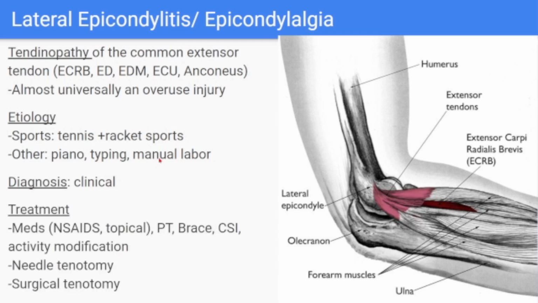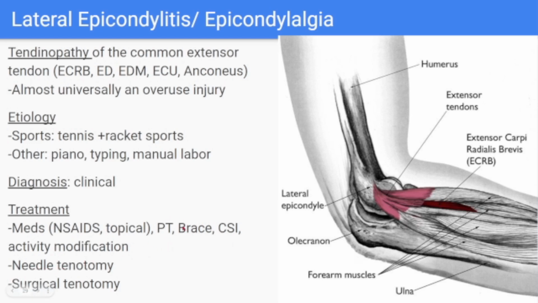It is a clinical diagnosis. The treatment is NSAIDs, right? Anti-inflammatories, even though it's not a true tendinitis in the classic sense. Start with the easy stuff, topical and oral. PT, physical therapy, a brace. There are some special braces. Corticosteroid injection, maybe second or third line. Activity modification, right? Discontinue the offending activity.